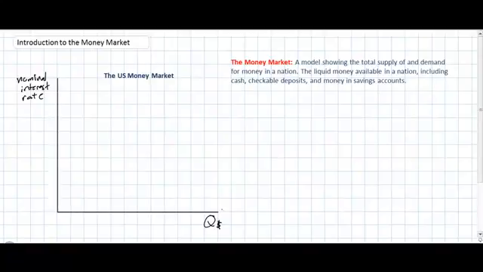Now, what determines the supply of money in a nation's economy? This is determined by the nation's central bank. Now, most people realize that governments print money. In the United States, money is actually printed by the United States Treasury, which is a branch of the US government. However, the supply of money that makes it into circulation in the US economy is not a function of the interest rate. Rather, it is a function of US monetary policy.